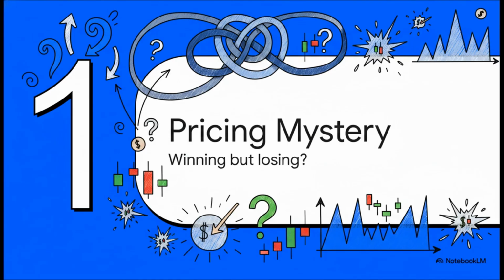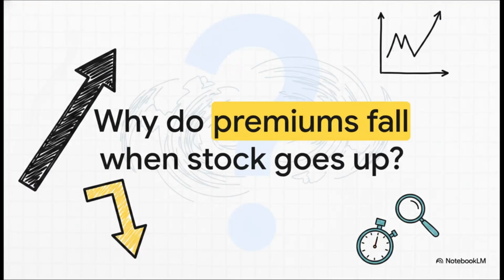The option pricing mystery, when winning trades lose money. So here's the million-dollar question. Why do your option premiums sometimes fall even when the stock price goes up? You know the drill. You buy a call option, the underlying stock actually pushes higher, but your options contract just starts losing value. Or maybe it just flatlines completely.